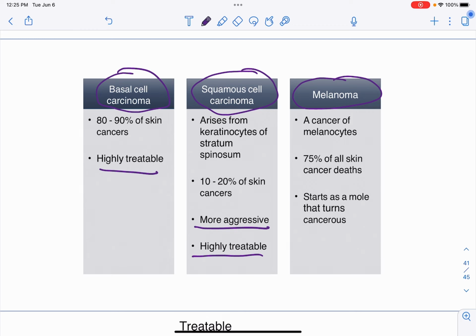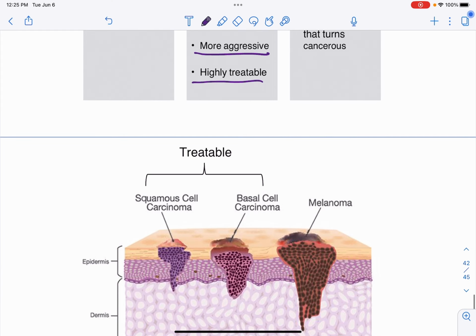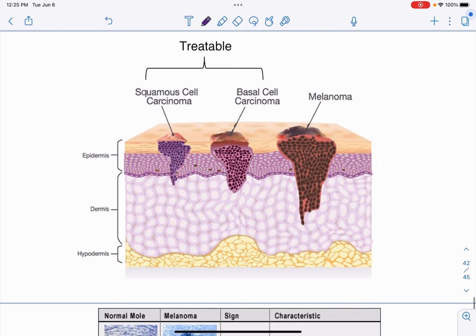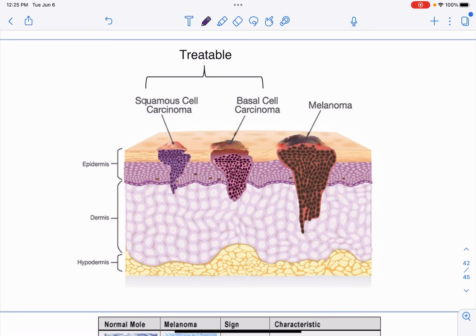And then melanoma, this is deadly. This is cancer of the melanocytes. There are a lot of skin cancer deaths related to melanoma if it is not detected early. So let me show you what this looks like in a picture format.